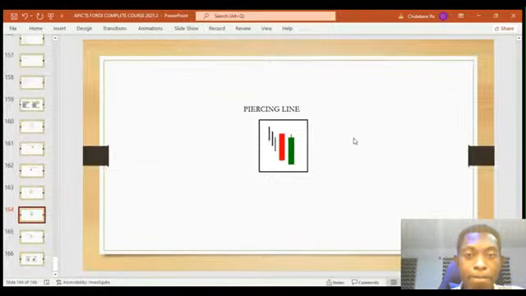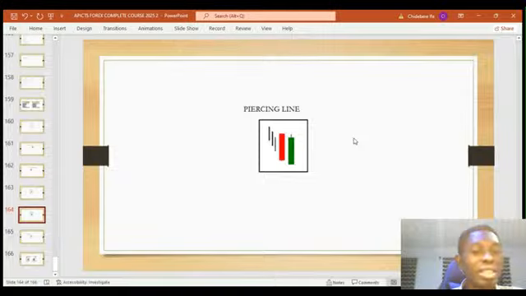This is how it looks on my screen. The price is selling, red candles are forming, depending on the color of your choice, but what I've taught is red and green. Red candles are forming. All of a sudden, it gets to a support, and a green candle begins to form. At the end of that time frame, the candle closes above the middle of the previous red candle. That is a piercing candle.